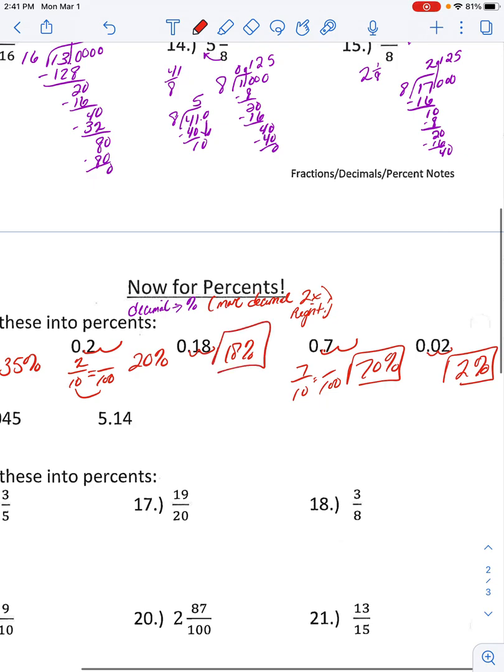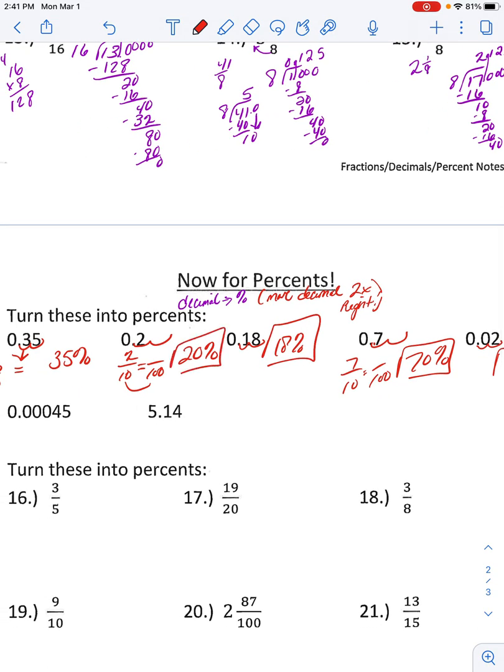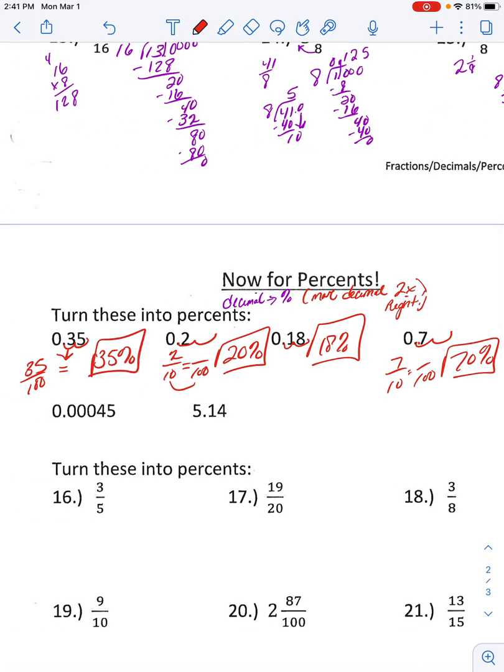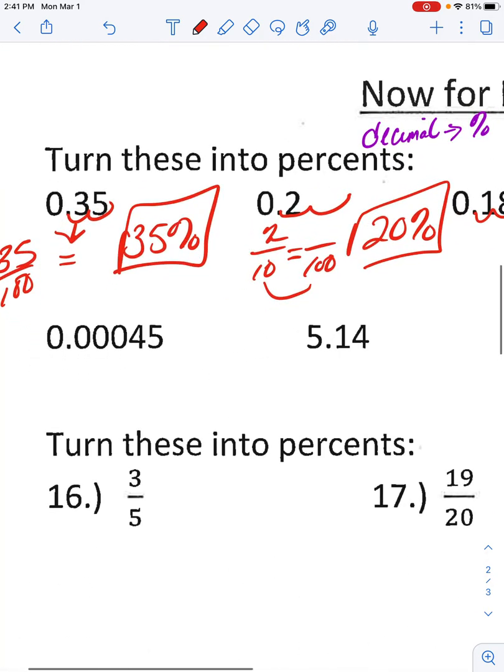So the trick is when you're going from a decimal to a percent, just move that decimal twice to the right.